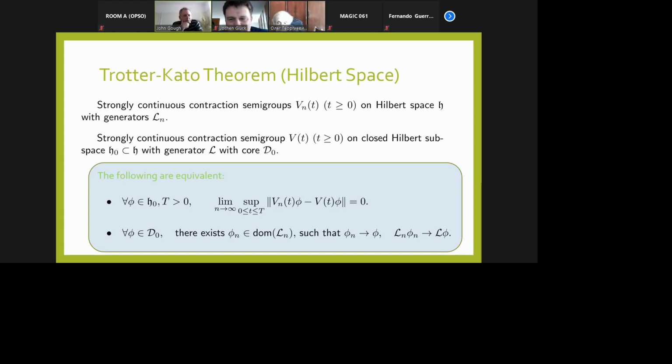So from a mathematical physics point of view, this is quite nice. You sort of encode everything into the generator, and if you can show convergence at the level of the generators in this sense, you've got a very strong notion of convergence of the semigroups themselves.